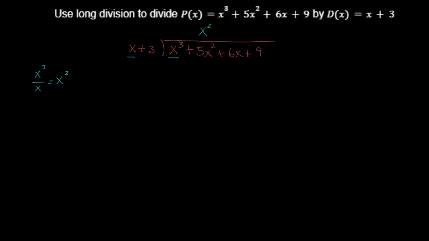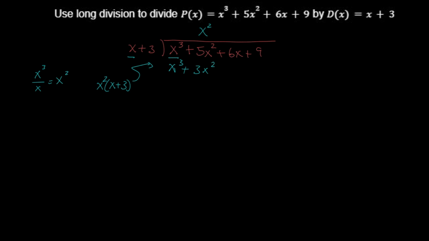Just like with regular long division, whatever you write on top will then be multiplied by our divisor, writing underneath the dividend. So we're going to take x squared and multiply it by our x plus 3, and write it right underneath. So x squared times x is x to the third, and x squared times 3 is 3x squared.